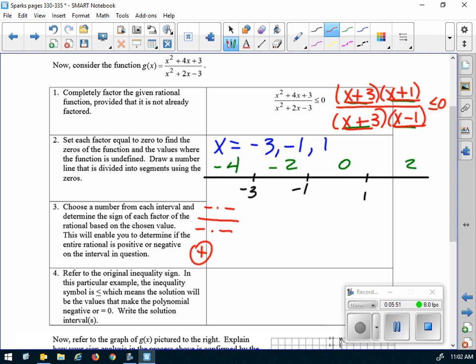When x is negative 2, my first factor is positive times negative 2 plus 1 is a negative. Negative 2 plus 3 is positive. Negative 2 minus 1 is negative. A positive times a negative is a negative. So I have a negative divided by a negative, which is a positive.